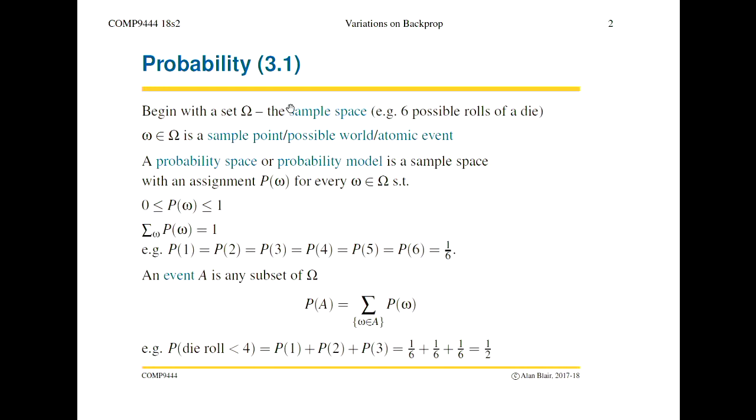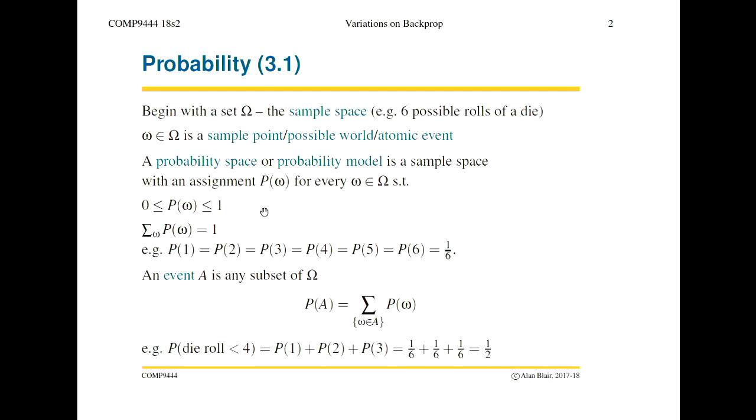So we have a set omega of possible outcomes, and we assign a probability P of omega. If it's a finite set, we assign a probability P of omega to every omega in there. It has to satisfy these properties. Every probability has to be non-negative. If we add them up, they have to add up to 1. So if it's a 6-sided die, then the probability of each individual outcome is 1/6.